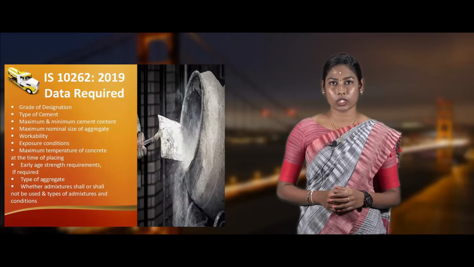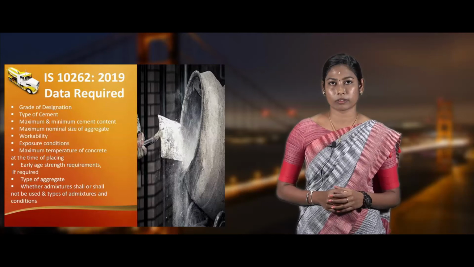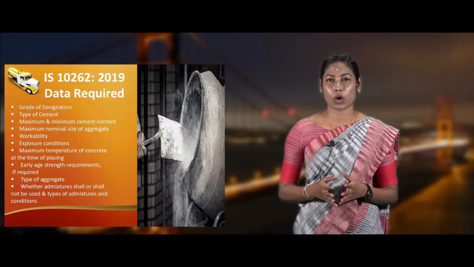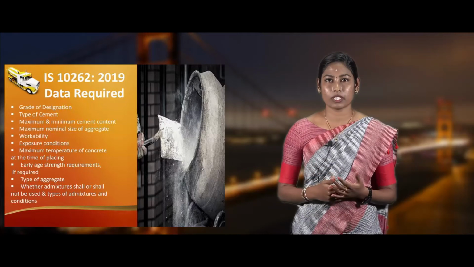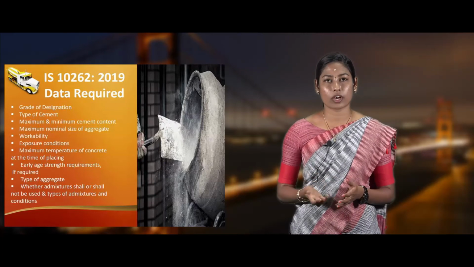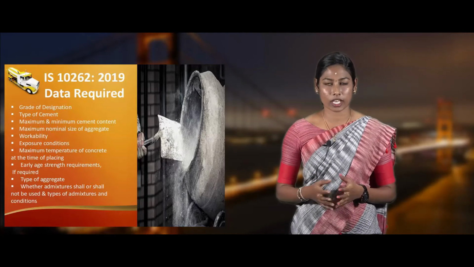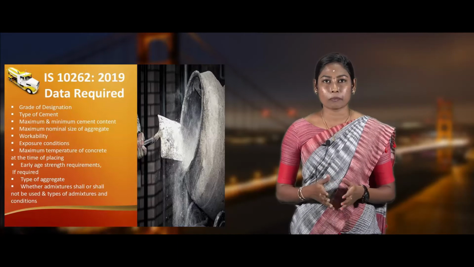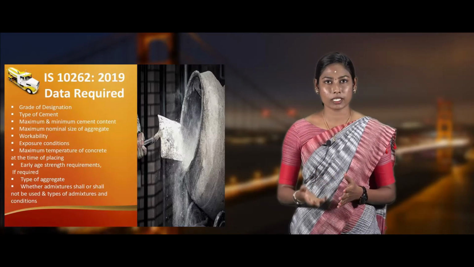This Indian Standard code gives proper guidelines and a method of designing the concrete mix to get the proper strength of concrete. Let's see the list of data required for concrete mix design. One is grade designation, then type of cement, minimum cement content, maximum cement content, exposure condition as per tables 3 and 5 of IS 456 2000, early age strength requirement if required, workability, and then temperature at the time of placing the concrete, and then method of transportation and placing.